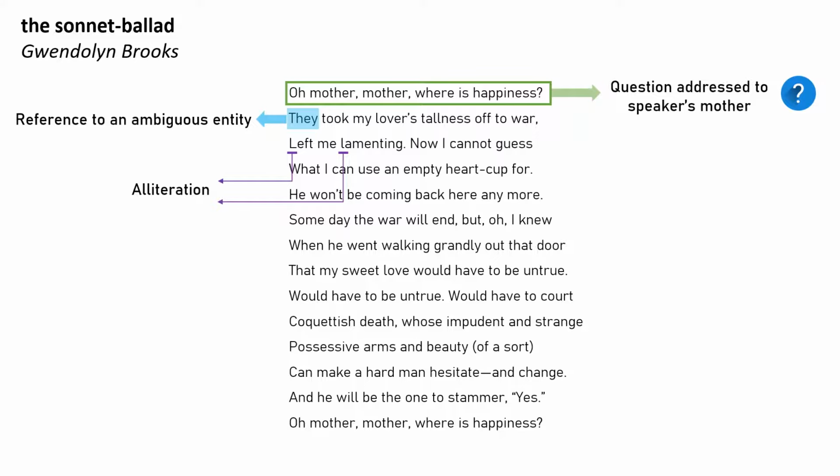To add to this effect, she employs a metaphor to compare her heart to an empty cup. And this image is memorable because it depicts the loneliness and emptiness the speaker feels. It's almost as if she has no need for her heart, meaning her emotions or her feelings, not her physical heart, because her lover is gone.